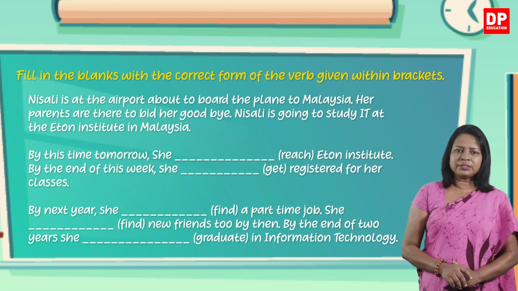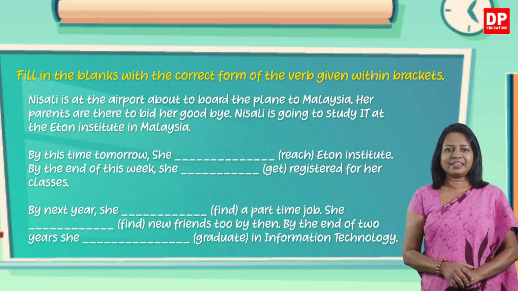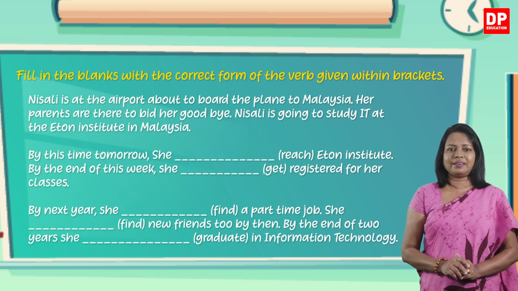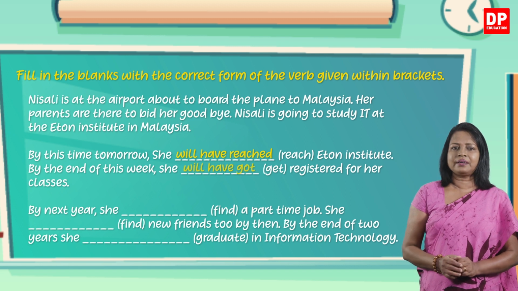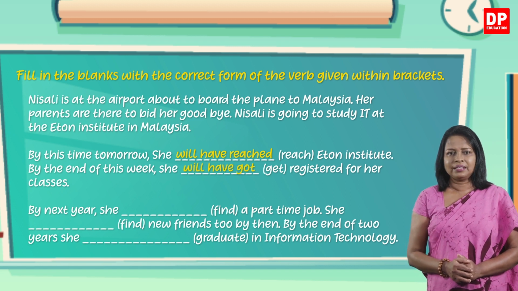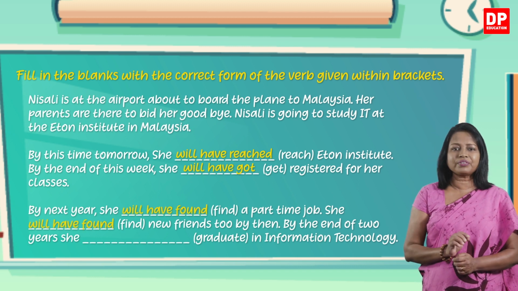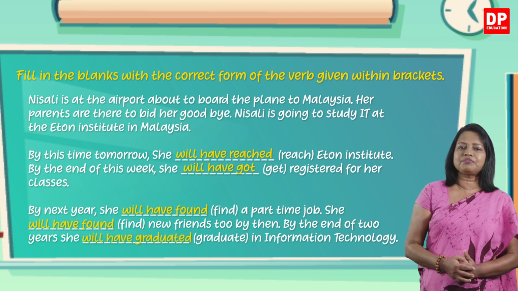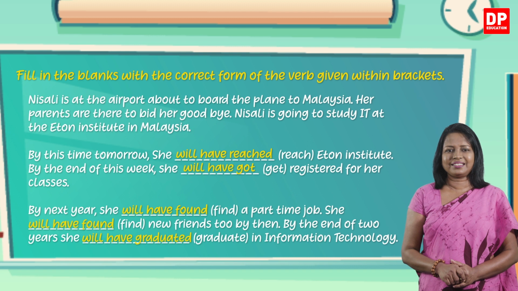Nisali is at the airport about to board the plane to Malaysia. Her parents are there to bid her goodbye. Nisali is going to study IT at the Eton Institute in Malaysia. By this time tomorrow, she will have reached Eton Institute. By the end of this week, she will have got registered for her classes. By next year, she will have found a part-time job. She will have found new friends too by then. By the end of 2 years, she will have graduated in information technology. Hope you got all the answers correct.